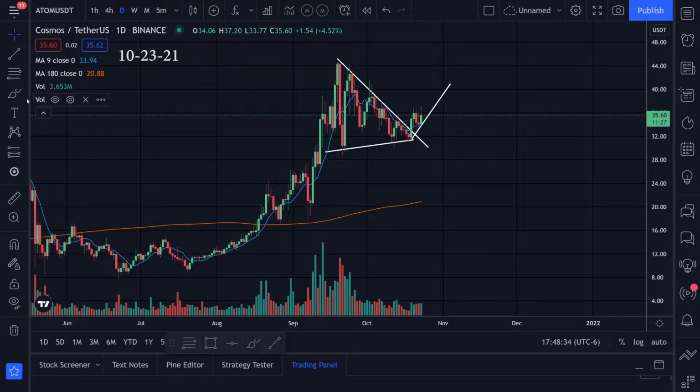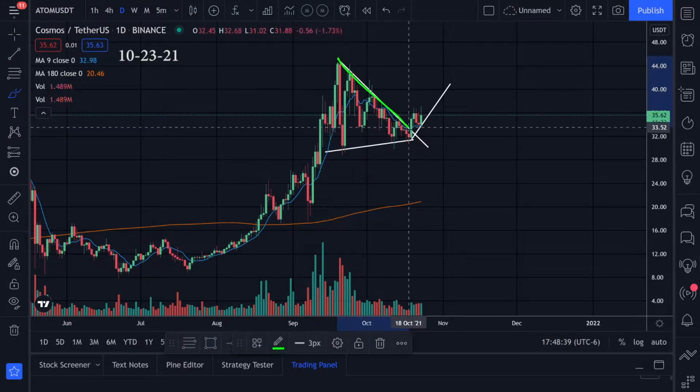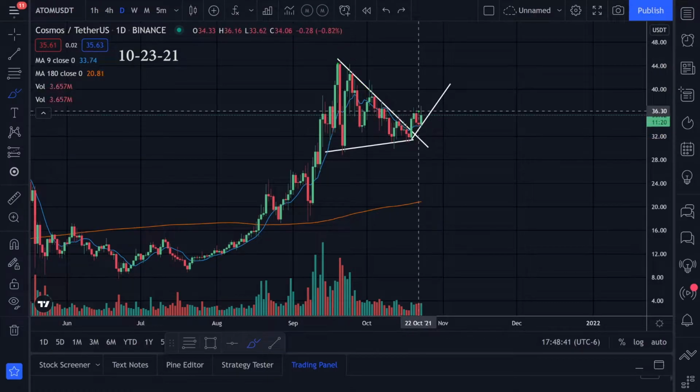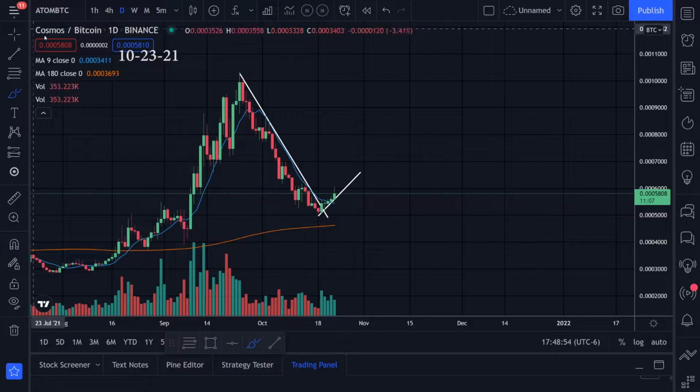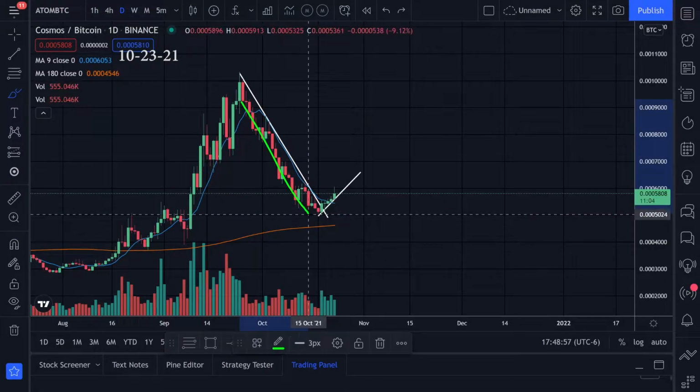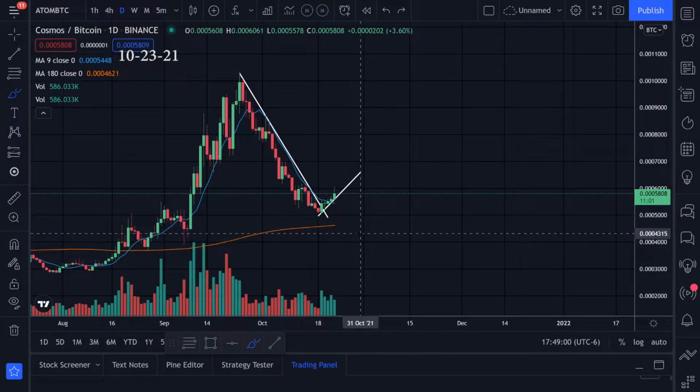Let's take a look at the chart action for Cosmos. In this video, we're going to be looking at this downtrend. We got a breakout to the upside, but it looks like we're having some trouble breaking out. So let's take a look at that. The main thing I want to show you is the Cosmos to Bitcoin chart. We had a downtrend going like this and we got a breakout to the upside. All right, let's get into this video.